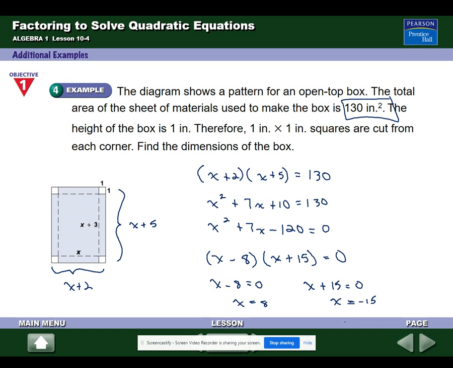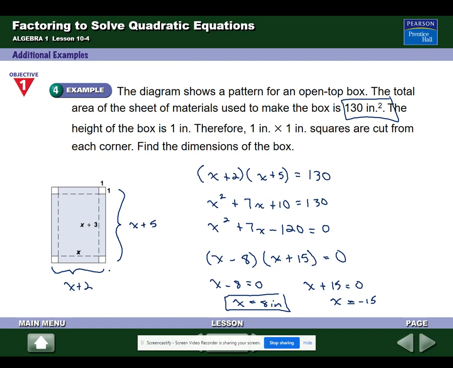You see the solutions to the equation that we started with are for sure 8 and negative 15. But only 8 makes sense for the problem, right? And I think that would be in inches. Negative 15 could not be this width. It could not be this length. So could not be part of that length, that is. So x equals 8 would be the solution.